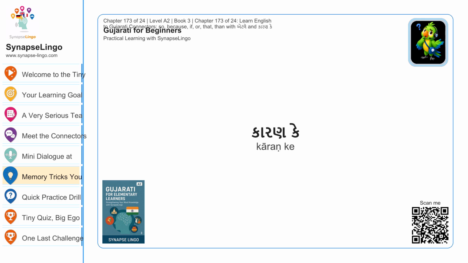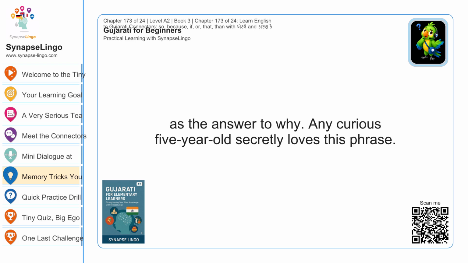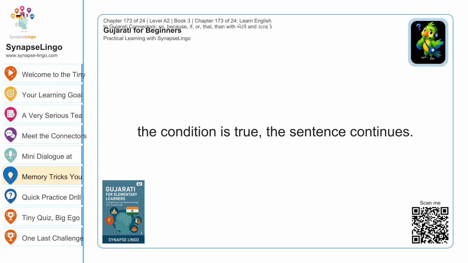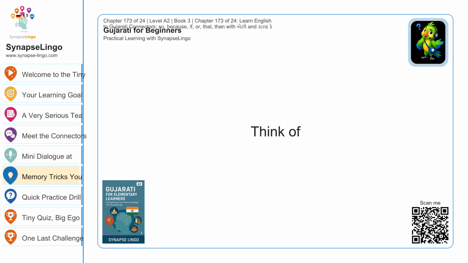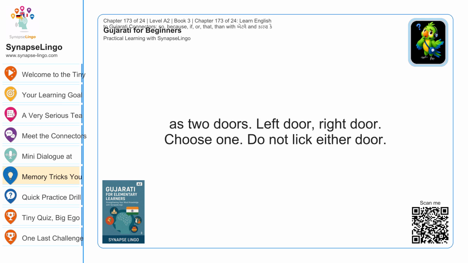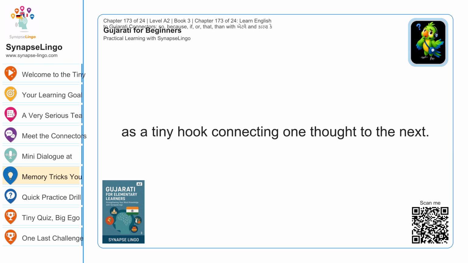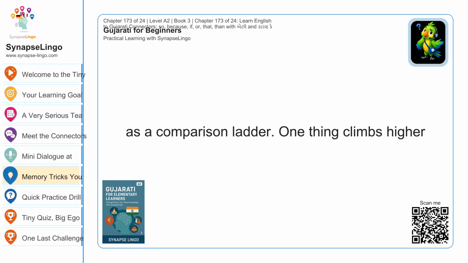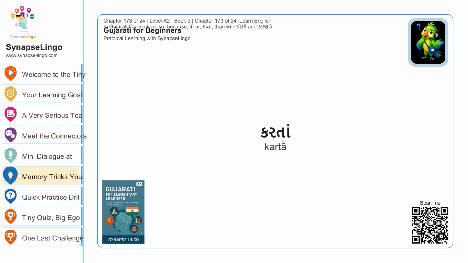Think of કારણ કે as the answer to why. Any curious 5-year-old secretly loves this phrase. Think of જો as a little gate. જો the condition is true, the sentence continues. Think of અથવા as 2 doors. Left door, right door. Choose one. Do not lick either door. Think of કે as a tiny hook connecting one thought to the next. Think of કરતા as a comparison ladder. One thing climbs higher, કરતા, another.